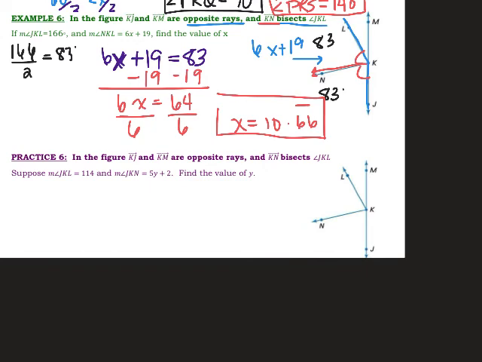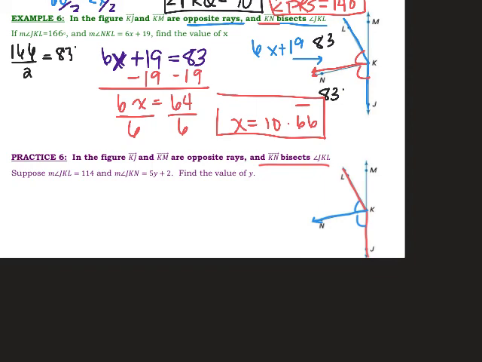All right, let's look at the last one together. KJ and KM are opposite rays again. KN bisects angle JKL. So that piece right there. KN bisects JKL. So here's JKL. So what is KN doing to that angle? Cutting it in half, so mark them the same.